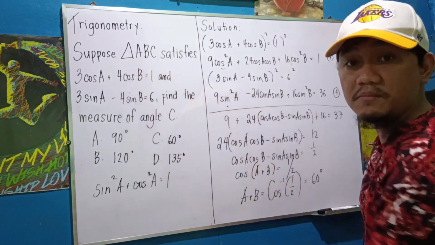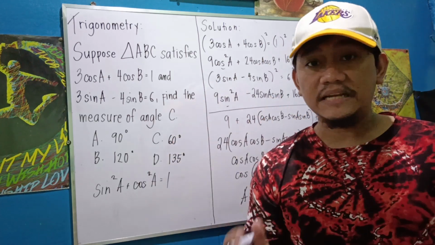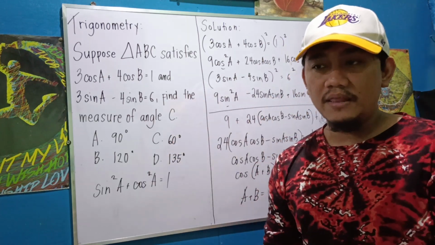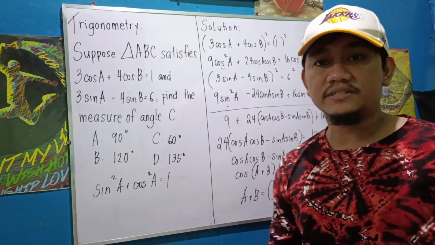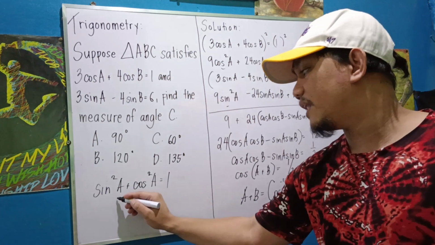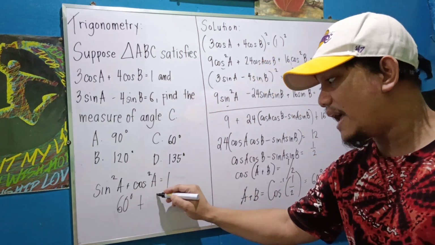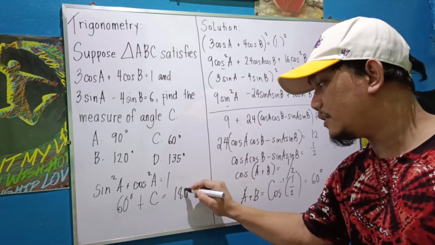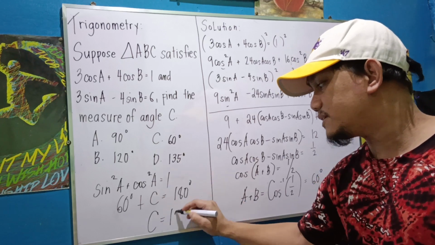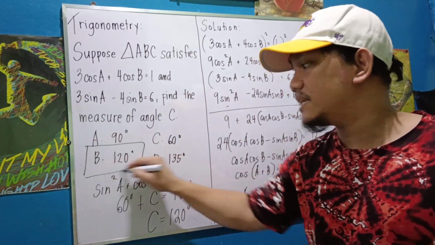E triangle ABC yan. So applying the triangle angle sum theorem, the sum of the angles of a triangle is equivalent to 180 degrees. So we have now 60 degrees, which is the sum of A and B, plus the angle C equals 180 degrees. Solving for angle C, we have 120 degrees. That's why the correct answer is letter B.